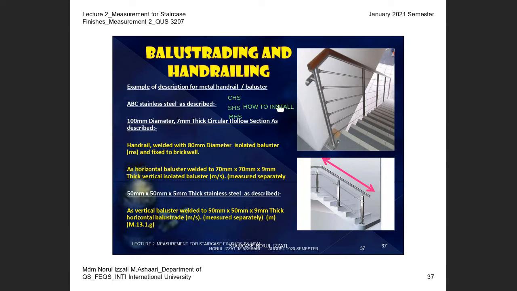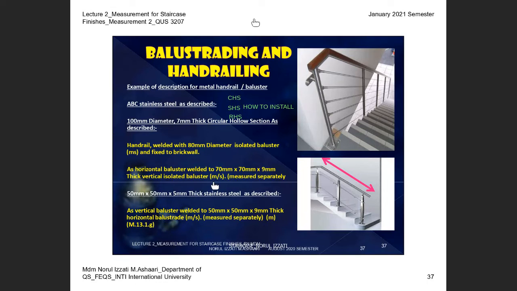Okay, so look at this example. Woodwork, how to write down the description. How to install: welded with 80 mm diameter isolated baluster. This is the example if your handrail is made from stainless steel and then vertically you have the baluster. If you have another method, then you have to write down how the handrail is being welded, either connected with the horizontal baluster or maybe connected with the vertical baluster, and so on.